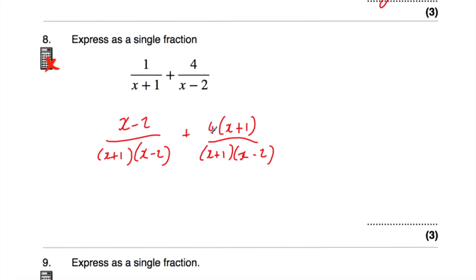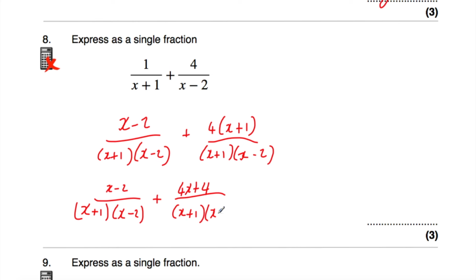Now, just before I add together, I'm actually going to expand these brackets to begin with. So I've got x minus 2 over x plus 1, then in brackets x minus 2, and then plus 4 times x would be 4x, and 4 times 1 would be plus 4. Then our fraction line, and then beneath x plus 1, brackets x minus 2.